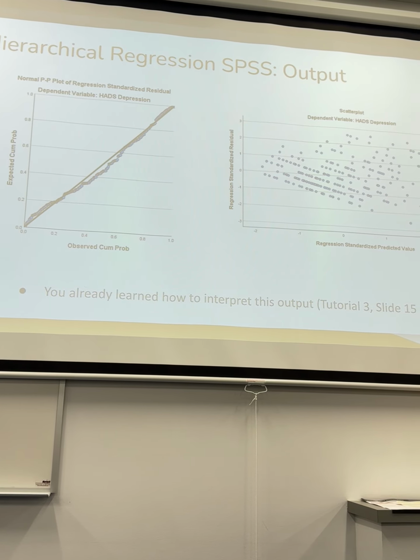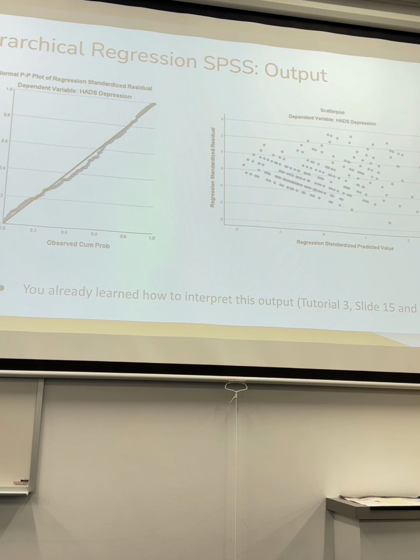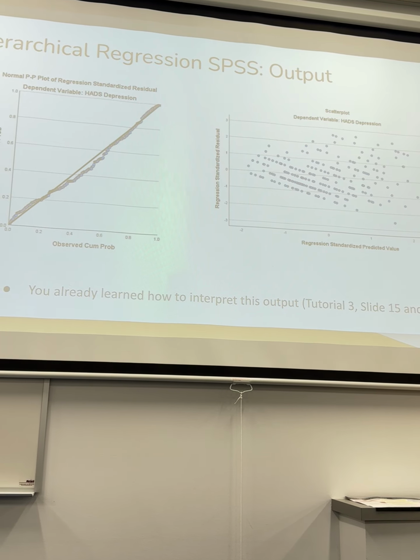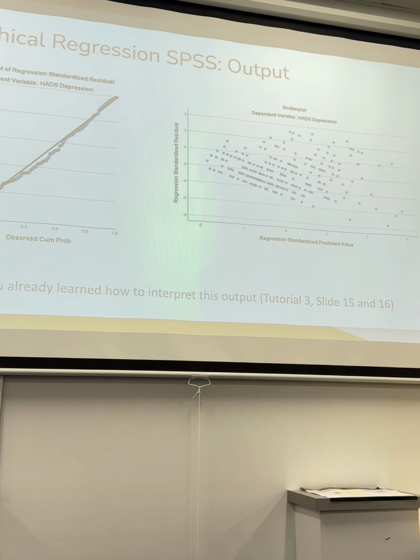These are the visuals that will come out. You don't really have to worry too much about them for the bonus questions. But you have your PP plot for normality, and you have your scatter plot for your heteroscedasticity.